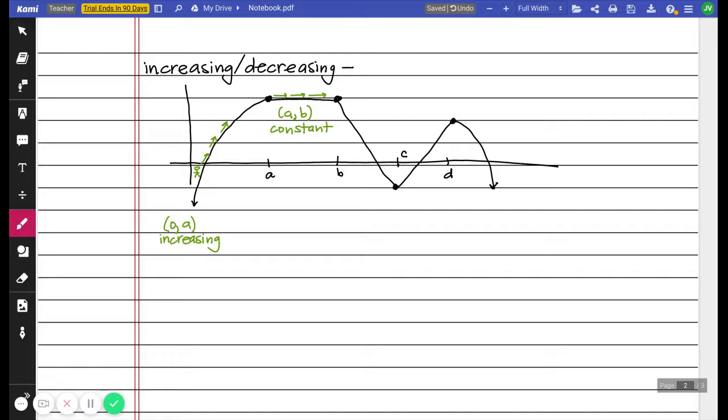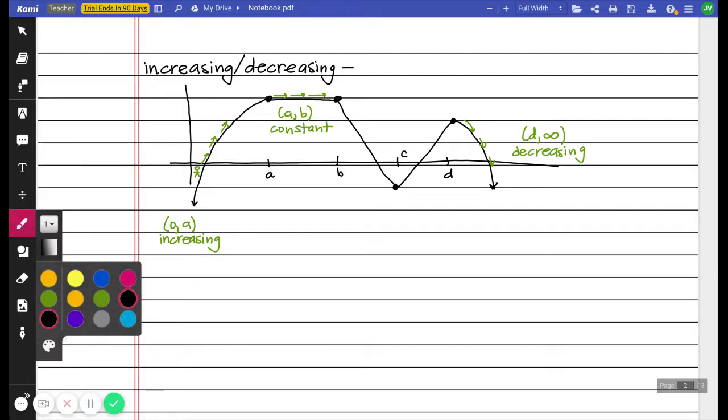Then from B to C, we are decreasing. From C to D, we are increasing. And from D, and since we're talking about the x values, from D to infinity, we are decreasing. And it feels weird to say infinity, but you've got to remember, we're reading the graph left to right, and we're following all the way over to infinity on the graph. The graph's never going to turn and come back up. As far as we go to the right to infinity, we're always decreasing.